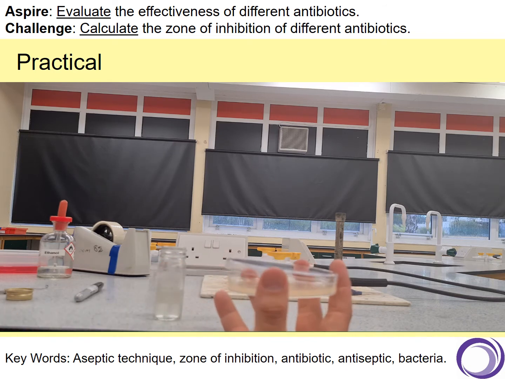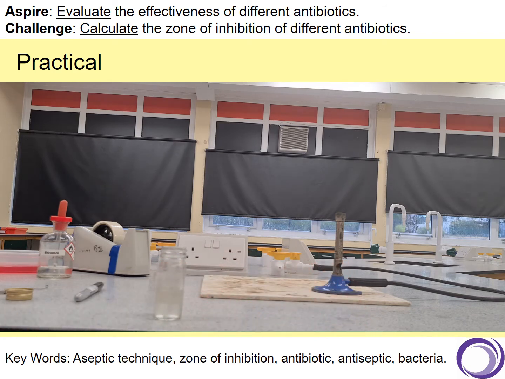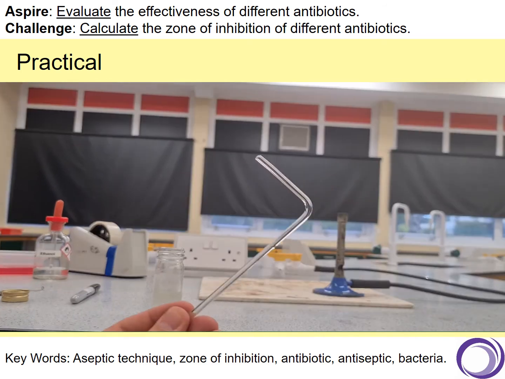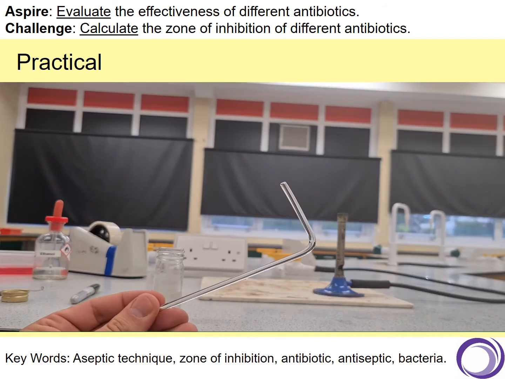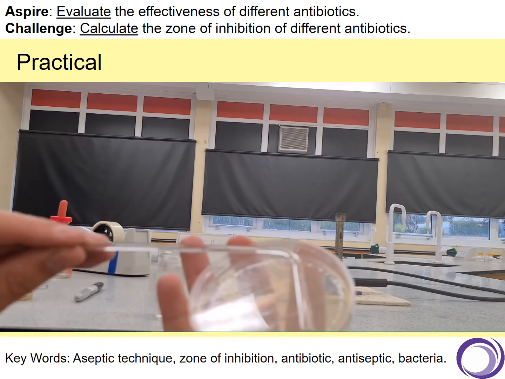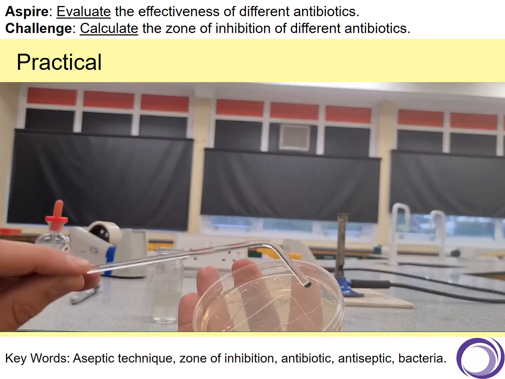You can use this thing as well, which helps to spread. This is a glass rod that's been bent. It's called a spreader. Okay, so you can just smear that across as long as you've sterilized it.